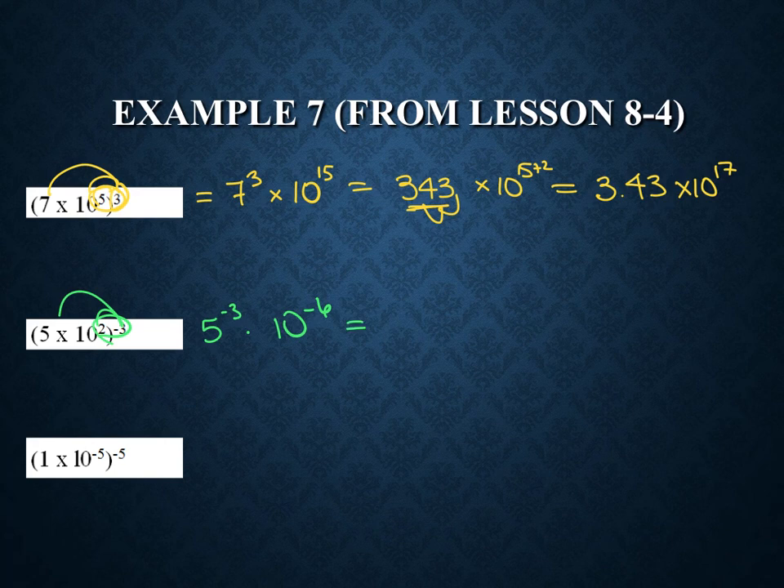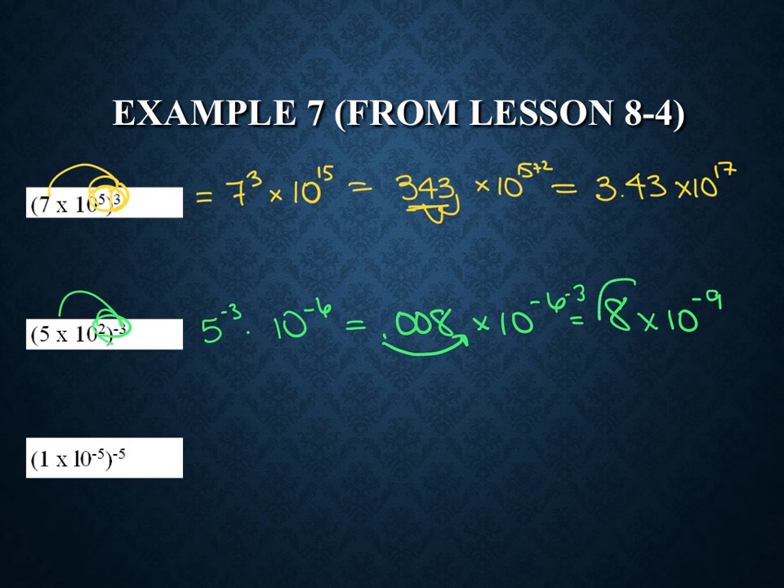5 to the negative 3rd is really 0.008, and I'm going to multiply that. It's 1 over 125, but I have 0.008 times 10 to the negative 6, and I need to move my decimal places 3 places over. So I have a number between 1 and 10, which is 8. And because I moved my decimal place 3 places over, I'm going to have to subtract 3 here, which is going to give me 10 to the -9th. So this right here is going to be my final answer for that one.